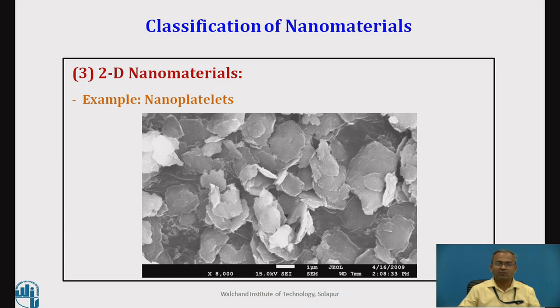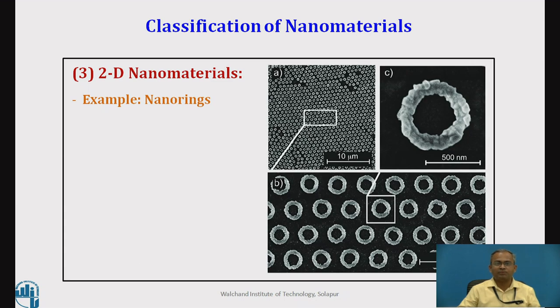The second example of two-dimensional nanomaterials is that of nanoplatelets. Nanoplatelets, shortly called NPLs, are two-dimensional nanostructures with thickness typically of a few nanometers and having lateral dimensions of a few tens of nanometers. Another example of two-dimensional nanomaterials is nanorings.